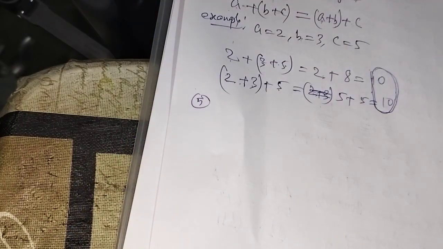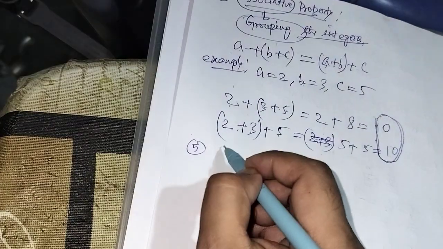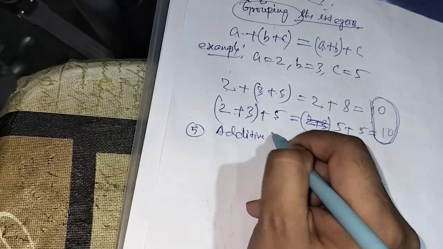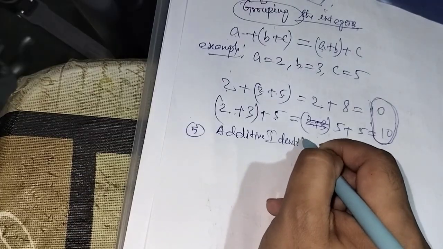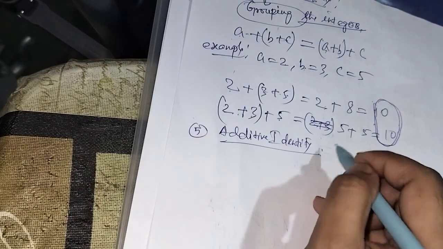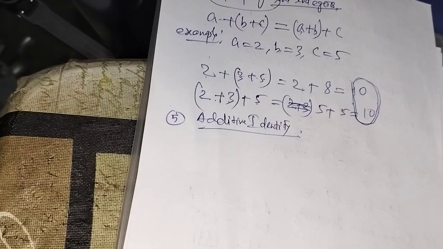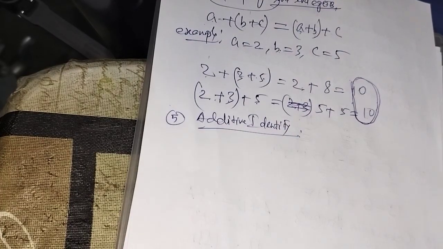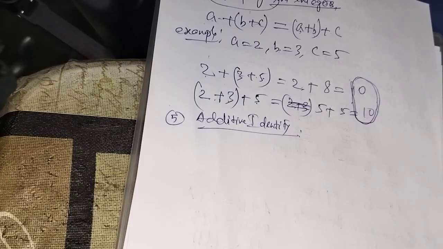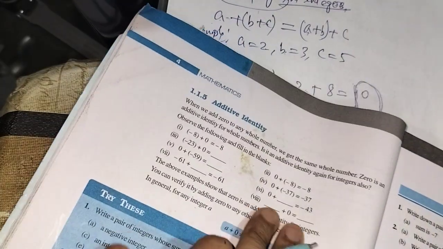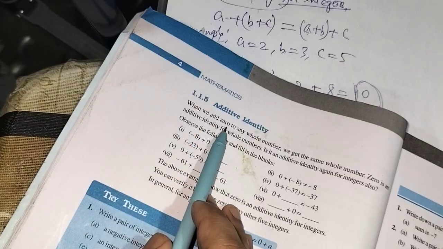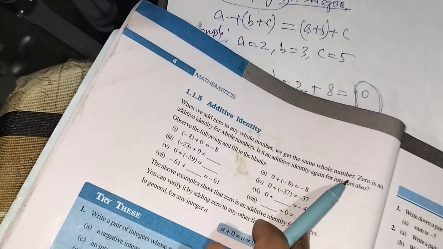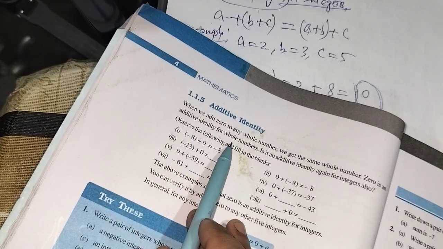We have the last property, that is additive identity. Additive identity, right? It is given in your textbook. You can go through it if you want. When we add 0 to any whole number, we get the same whole number. 0 is the additive identity for whole numbers.